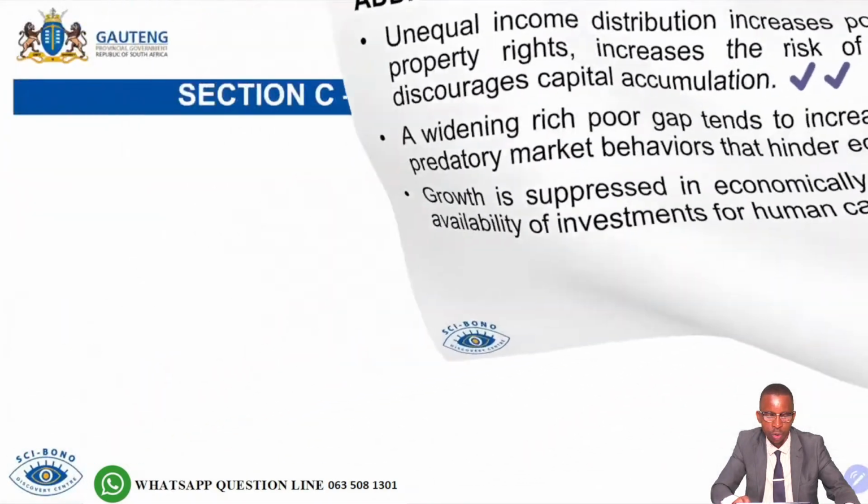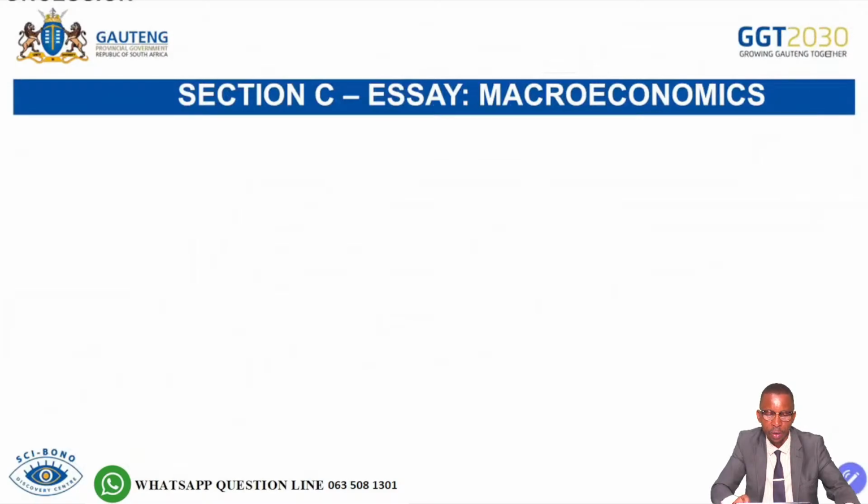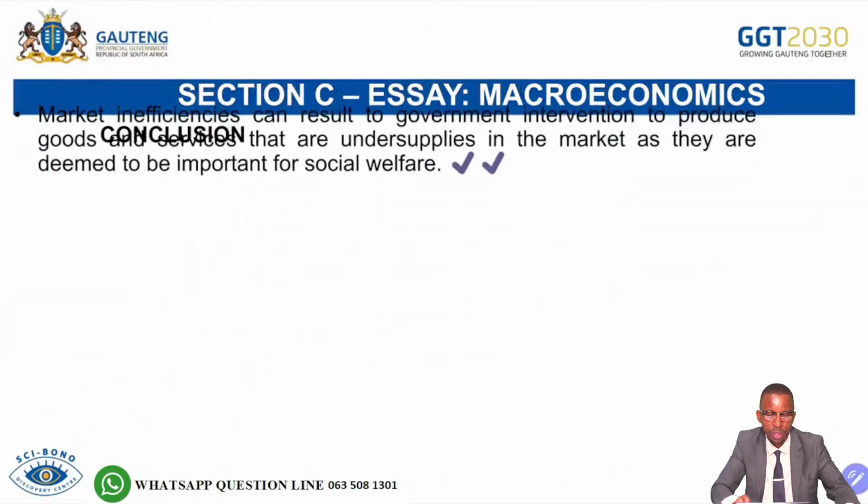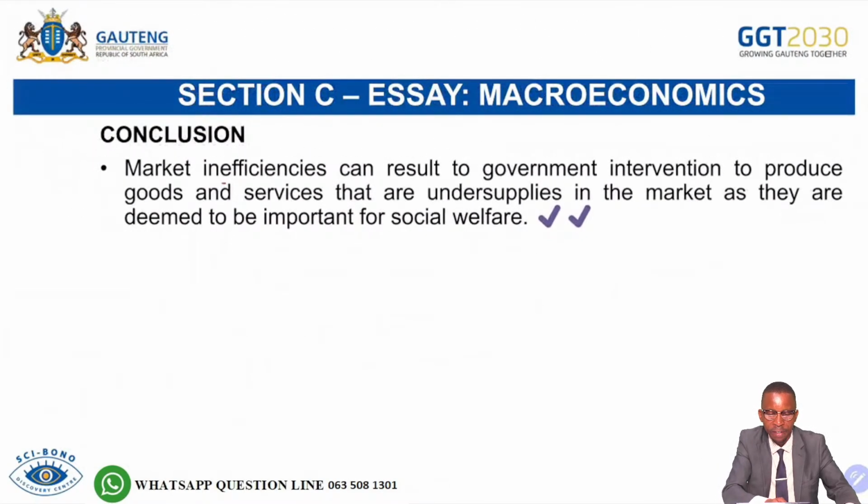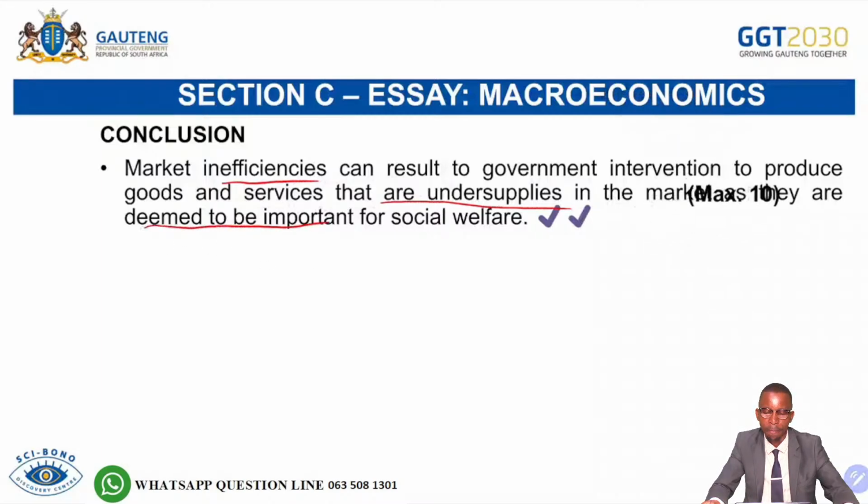Your conclusion should be higher order. Here is an example of a conclusion that you can come across: market inefficiencies can result in government intervention to produce goods and services that are undersupplied in the market, as they are deemed important for social well-being. That is 10 marks. It gives you 40 marks for an essay.